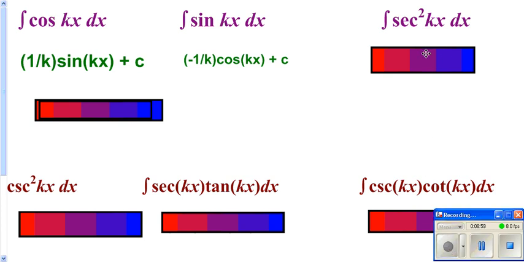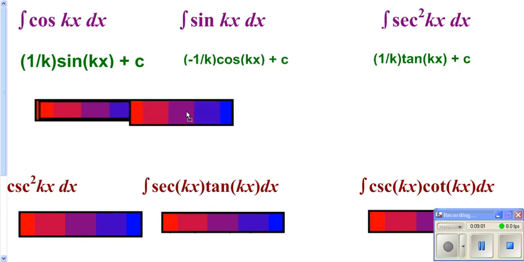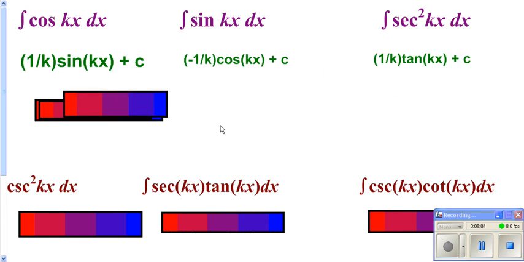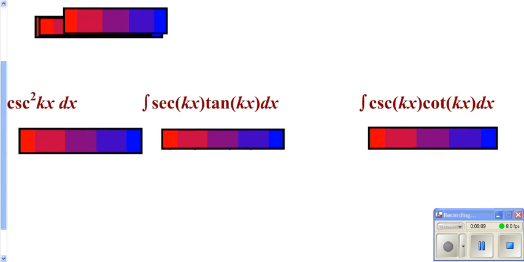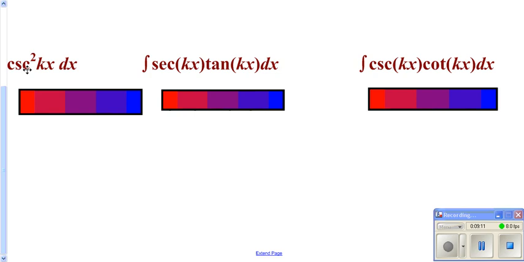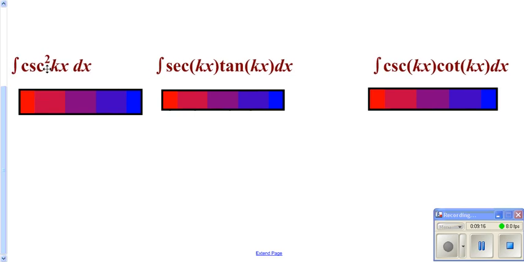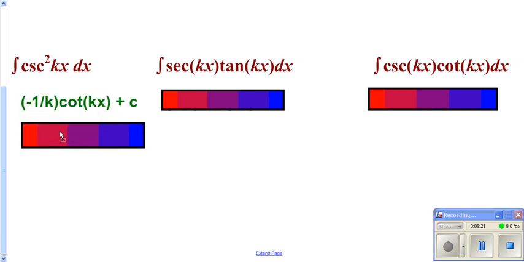Derivative of what is secant squared? Well, that is tangent, so it's 1 over k times the tangent of kx plus c. Derivative of what is cosecant squared? Well, you should remember that that deals with a cotangent, but the derivative of cotangent gives us a negative, so we have to have a negative in front to offset that. We have to have the 1 over k to offset the chain rule of the derivative of the inside.